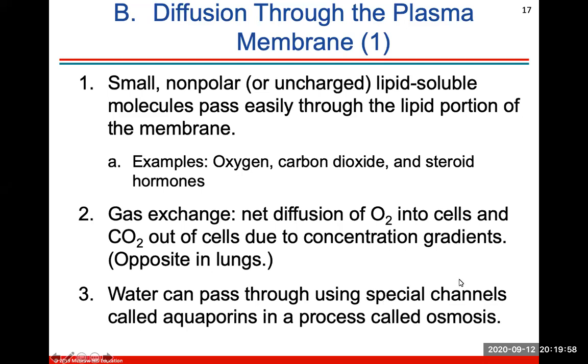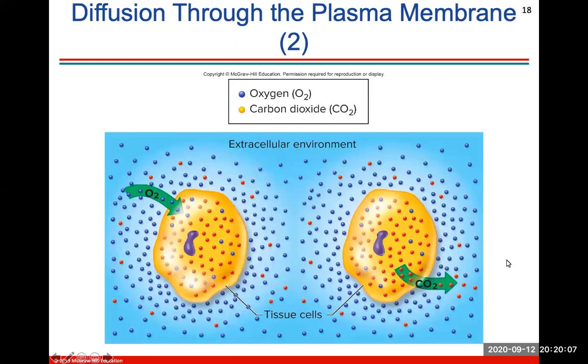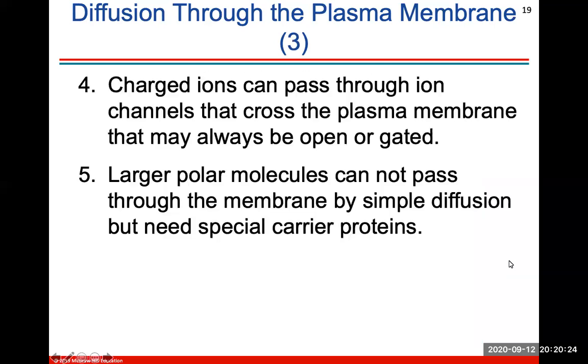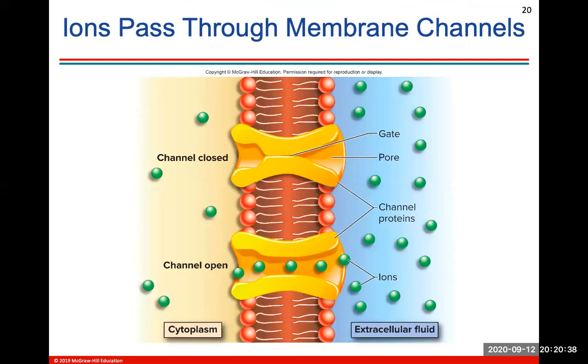And water will pass through using special channels called aquaporins, in a process that you should hopefully be familiar with, called osmosis. So again, this is a look at oxygen moving into the cell through diffusion because the inside of the cell has less oxygen, and carbon dioxide will exit the cell because carbon dioxide will go into an area of less concentration. This will talk about how charged ions can pass through using ion channels, and larger polar molecules can usually not pass through at all, but they need special carrier proteins to help them because they're larger.